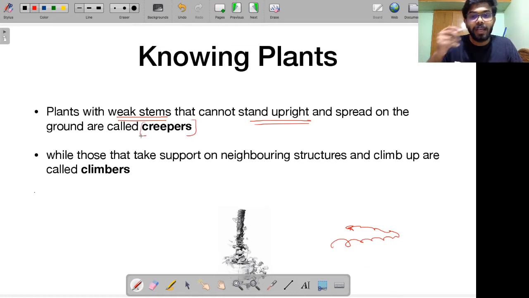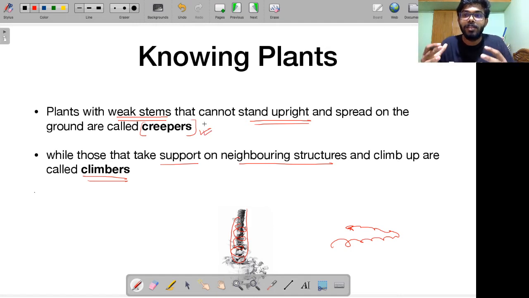There are some of these plants that cannot grow on their own, but they take support of the neighboring structures. For example, this is an upright structure. This plant is taking the help of the neighboring structure and it starts to climb around the structure. Such plants are called climbers. So one is creepers. Remember, creepers are always on the ground, they don't climb up. Climbers take the support of some other external entity, some neighboring structure, and they start to climb up. These are called climbers.